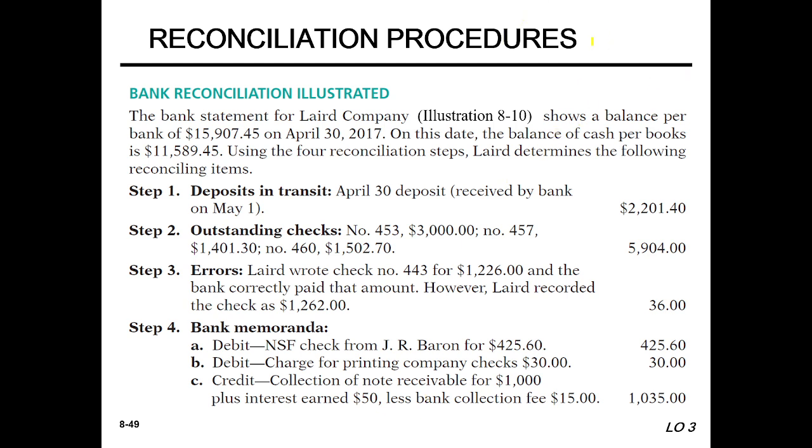Reconciliation procedures. How can we reconcile it? Please look here. Bank reconciliation illustrated. The bank statement of Lerit Company, illustrated 810, shows a balance per bank of this amount on April 30, 2017. On this date, the balance per cash book is this amount. This is the balance per bank and per cash book.